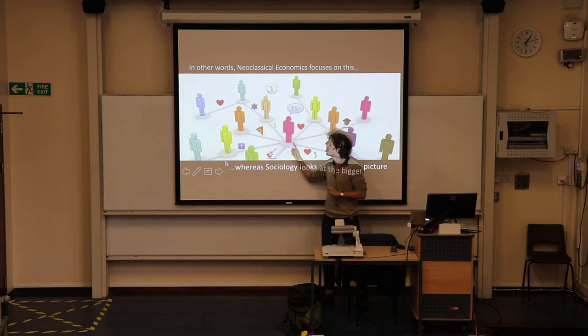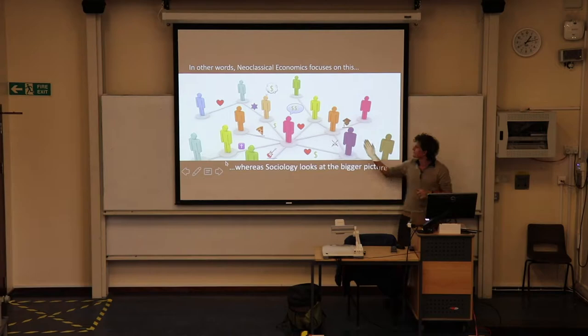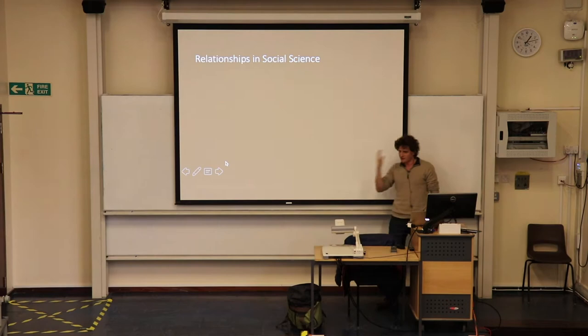Now, when I say two people, I mean two actors. So it can be two companies, two countries, two unions. The individuals you see here are represented as people just for simplicity's sake. Now, I'm not inventing the wheel here, right? The study of relationships and its importance for social science is not something new.